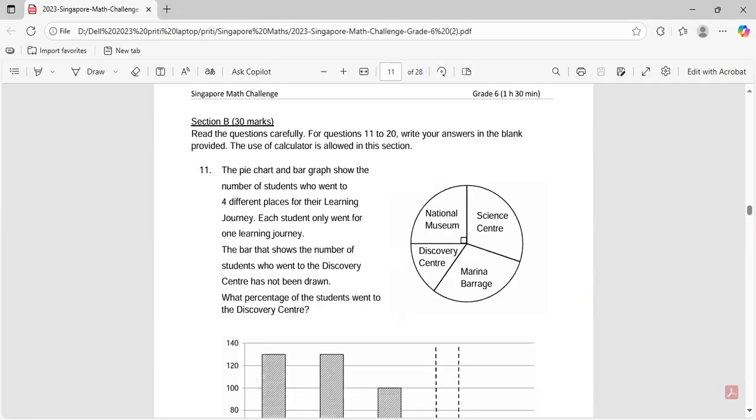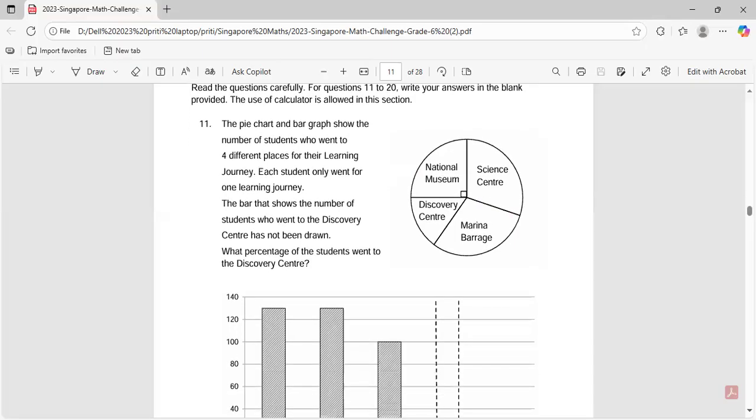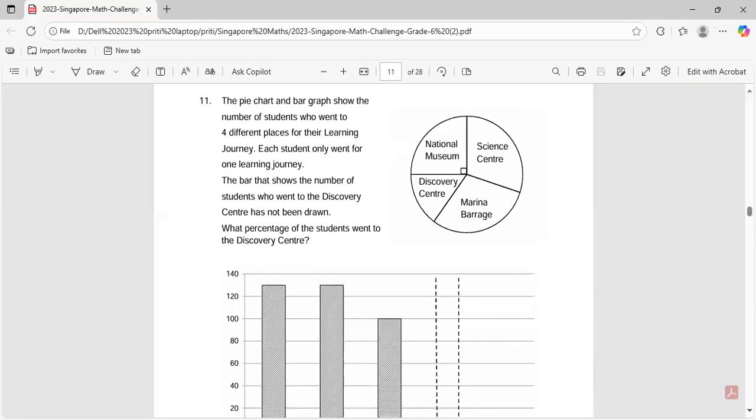Question number 11, read the questions carefully. For questions 11 to 20, write your answers in the blank provided. The use of calculator is allowed. The pie chart and the bar graph show the number of students who went to 4 different places for their learning journey. Each student only went for one learning journey. The bar that shows the number of students who went to the Discovery Center has not been drawn. What percentage of the students went to the Discovery Center?